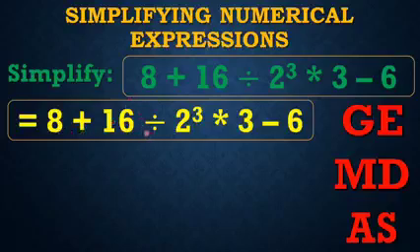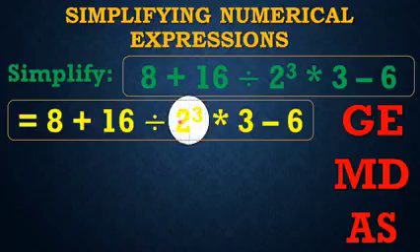We have your parentheses, brackets, braces, fractions, and radicals. Those are groupings. Since in our given expression we don't see any grouping symbol, we will proceed to letter E, which is your exponent. The exponent is the number with a superscript term. In our case, the only term with an exponent is 2 cubed.